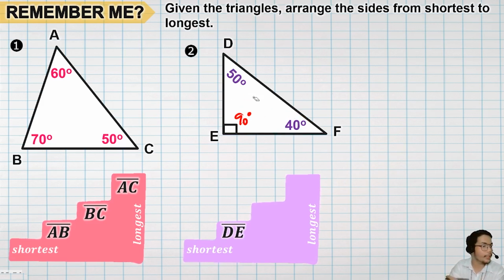Ano yung sumunod sa kanya? Line segment EF po. Line segment EF. That's the one opposite your 50 degrees. And the longest side for this given right triangle is? Line segment DF. Very good. So it's also the hypotenuse because the given triangle here is a right triangle. It's the one opposite your right angle, the longest side of this given right triangle, DF or line segment DF.